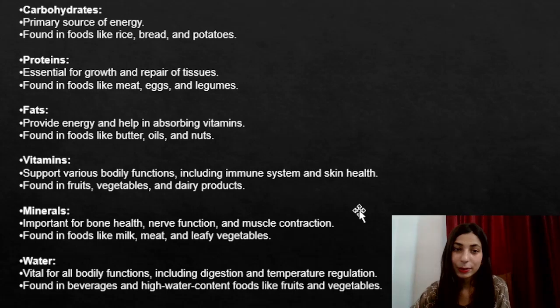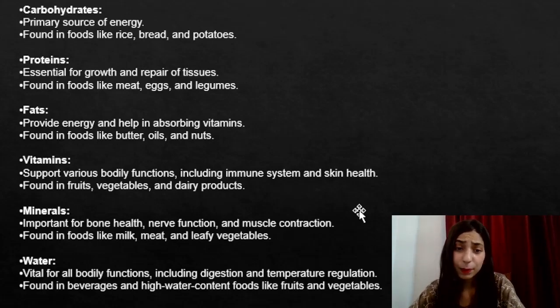So carbohydrates: basically they are the source of energy. They are the primary source of energy and they are found in foods like rice, bread, potatoes. Then proteins: they are essential for growth and repair of tissues. They are basically bodybuilding foods. We find proteins in foods like meat, eggs, legumes.